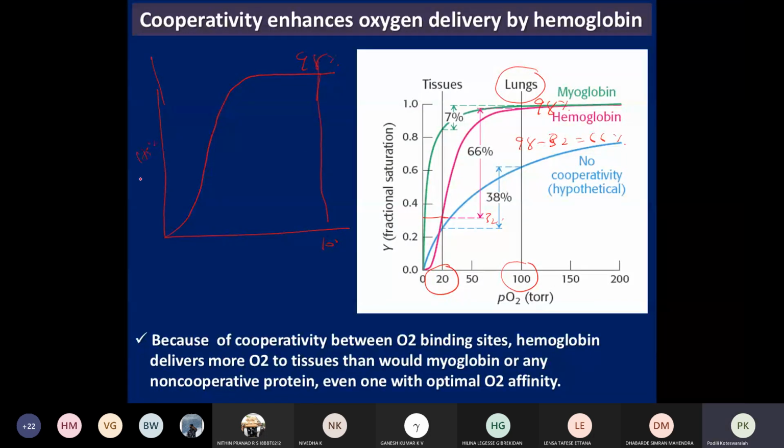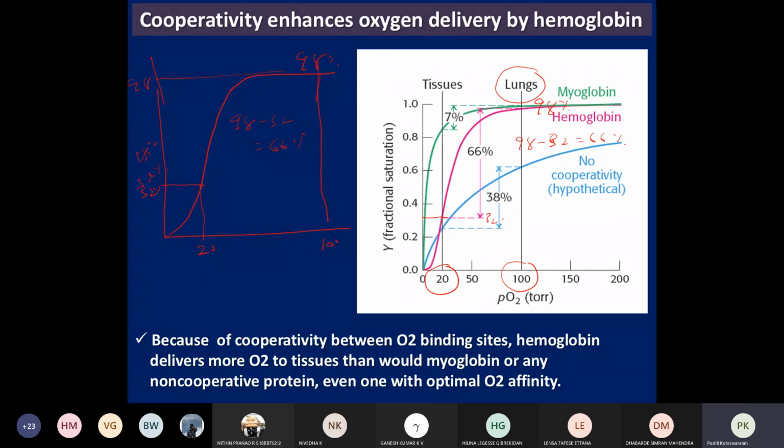This is the hemoglobin O2 saturation percent. So that means 98% of the binding sites are occupied or loaded with oxygen. When hemoglobin moves to tissues where the partial pressure of oxygen is 20 torr, the hemoglobin saturation drops to 32%. Here it is 98%, and here the saturation drops to 32%. That means 98 minus 32 is equal to 66%.